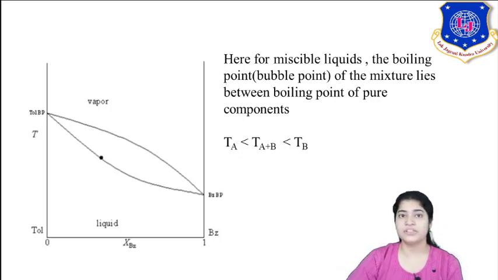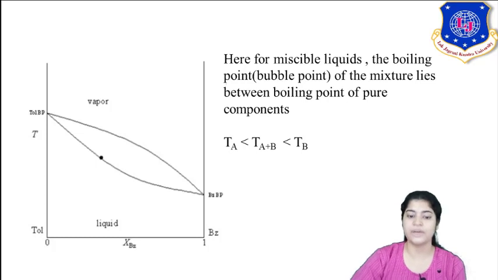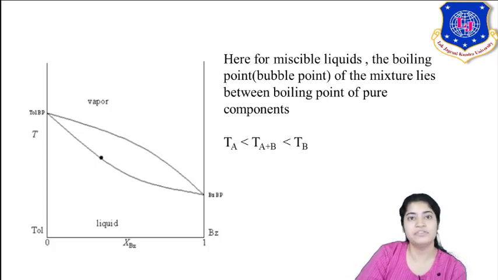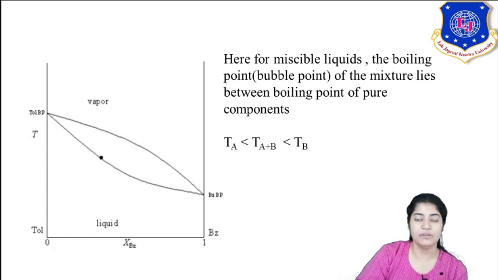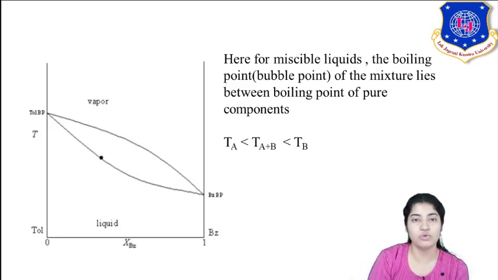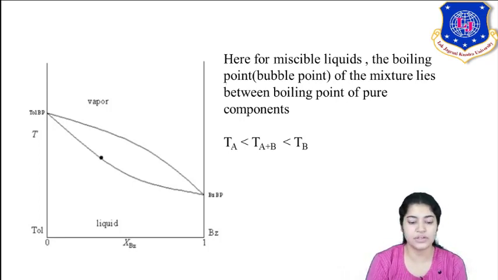What is the meaning of miscible? It means they mix homogeneously. Hence, for a mixture we take the bubble point. The bubble point of the mixture lies between the boiling points of the pure components. See, on the right hand side the boiling point of benzene is shown. At the bottom I'm representing the mole fraction of benzene in liquid phase. X is for liquid phase. At the benzene side you can see 1, whereas at the toluene side you can see 0.